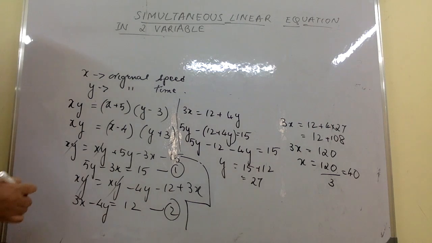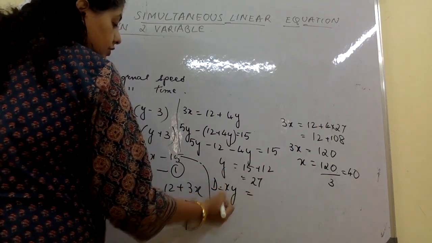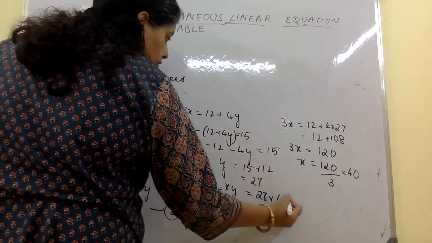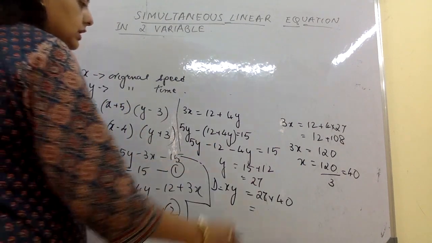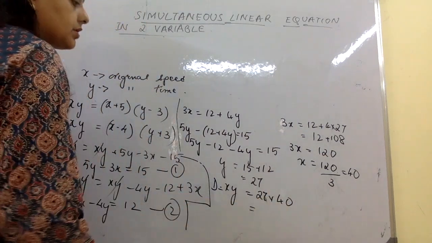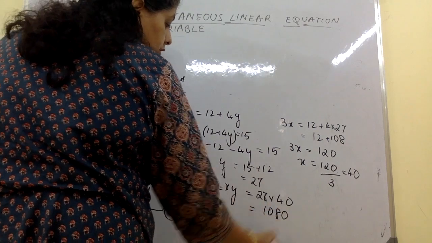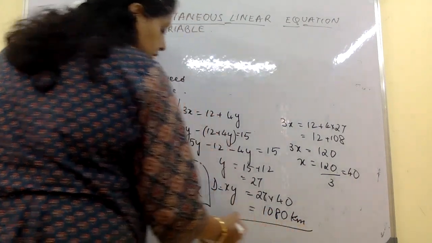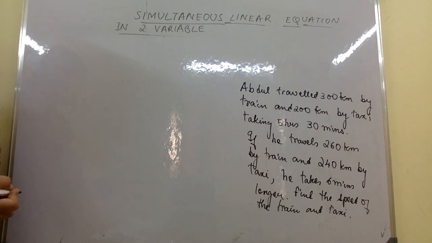Now I have to find the distance. So the distance is nothing but x into y, as we have already taken, 27 into 40. Okay, because this is 27 hours and that is 40 kilometers per hour. So 1080 kilometers is my answer. Okay, 1080 kilometers is the length of the journey. Okay, let's come to the next question. Now this is our next question.